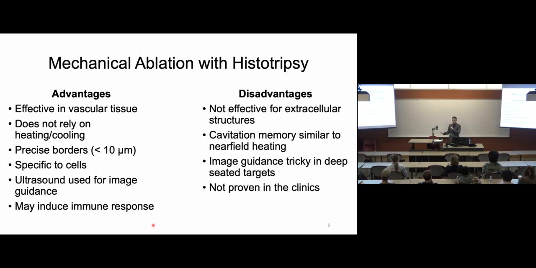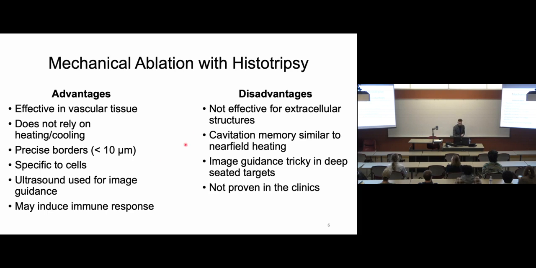Now, there are disadvantages as well, and a lot of times these disadvantages are really flipped sides of the coin of the advantages. So, as I said, it's very specific to cells. It's not as effective at breaking down extracellular structures. A lot of pancreatic tumors tend to have a strong fibrous capsule, and so histotripsy is not going to be very good at breaking down those. There are a couple of groups trying to address that, but it still seems to be a very inefficient approach.